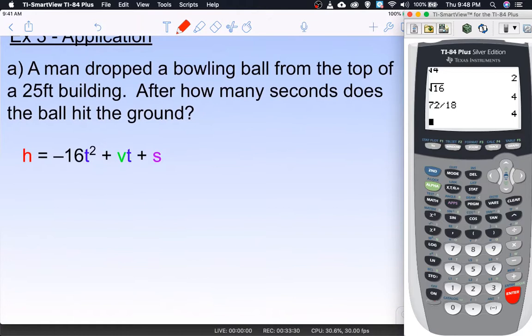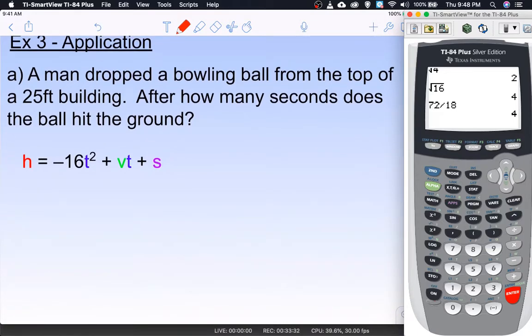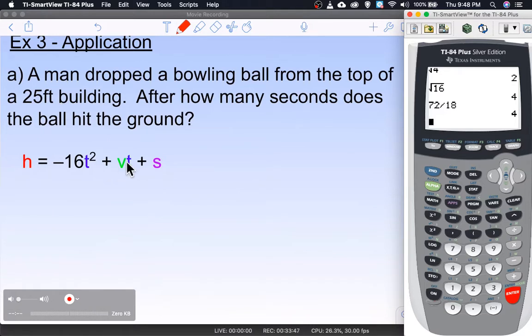Applications. A man dropped a bowling ball from the top of a 25-foot building. After how many seconds does the ball hit the ground? Okay. In a real life scenario, do you know how long it would take? You can figure it out. This is actual honest to goodness physics math right here. Like, we could figure this out. So let's see.